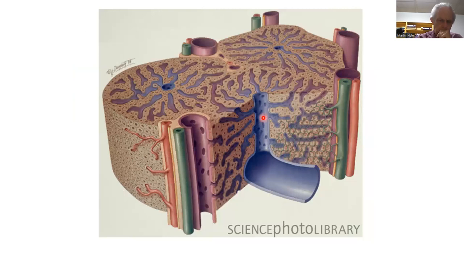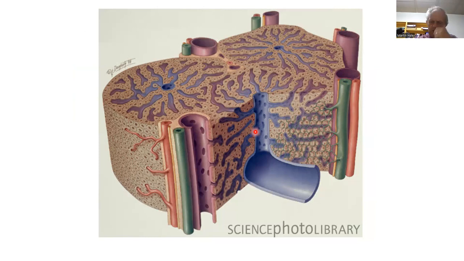Right, so this is a three-dimensional picture. And here you've got the portal tracts, and you can see the trabecular arrangement and the blood flows from the hepatic artery and the portal vein through the sinusoids into the central vein.